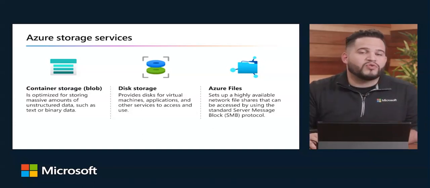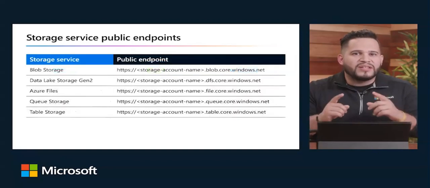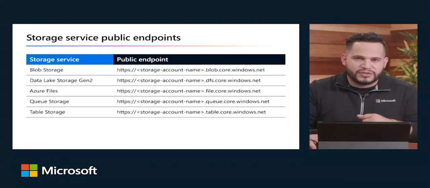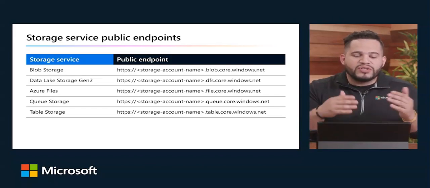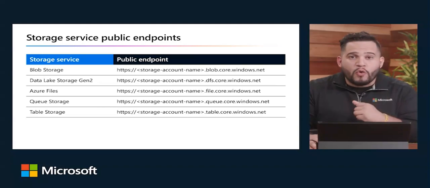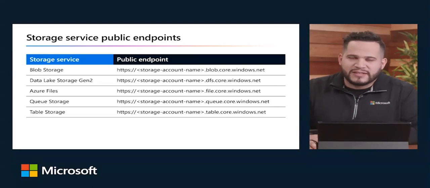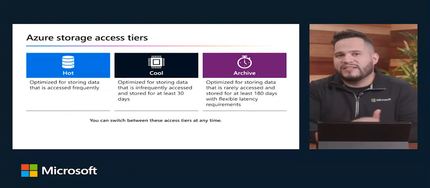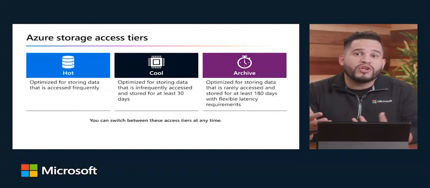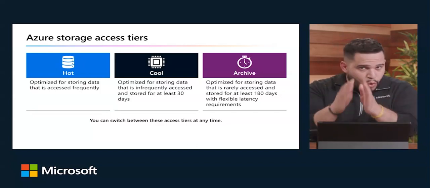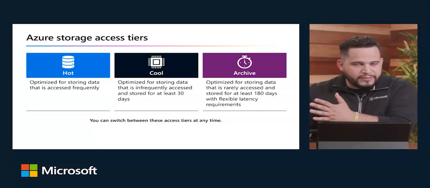And as we talk about storage, something else we have to consider in these storage services is something called access tiers. Now, here on the screen, you're going to see tons of different storage services and public endpoints. But your storage will also be in access tiers. And inside of Azure Storage, you have 3 different access tiers that you can choose from when storing your files. They're called Hot, Cool, and Archive.